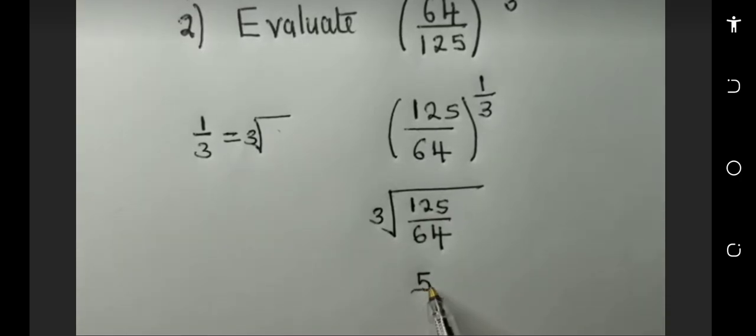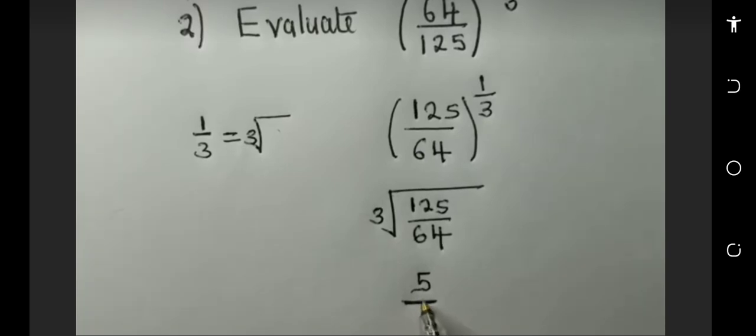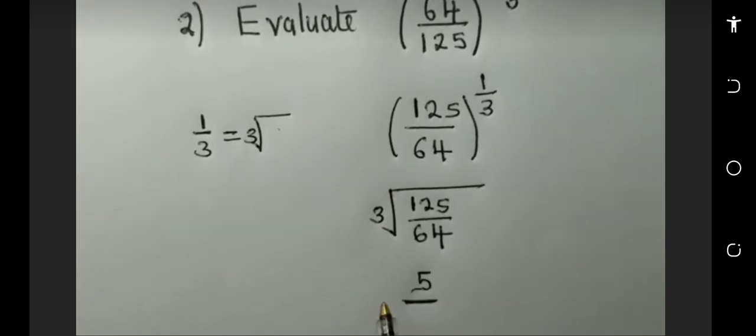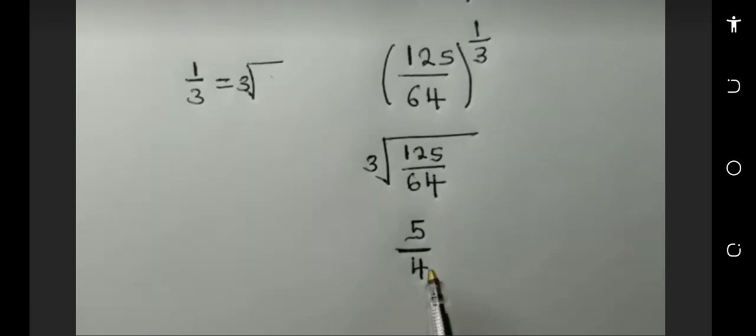Because if we say 5 times 5, it's 25. Times 5, it's 125. So a 5 holds. We go to the denominator. We do the same. We find the number such that when it multiplies by itself 3 times, it gives us 64. And that number is what? It's a 4. Okay? Because if we say 4 times 4, it's 16. 16 times 4, it's 64.